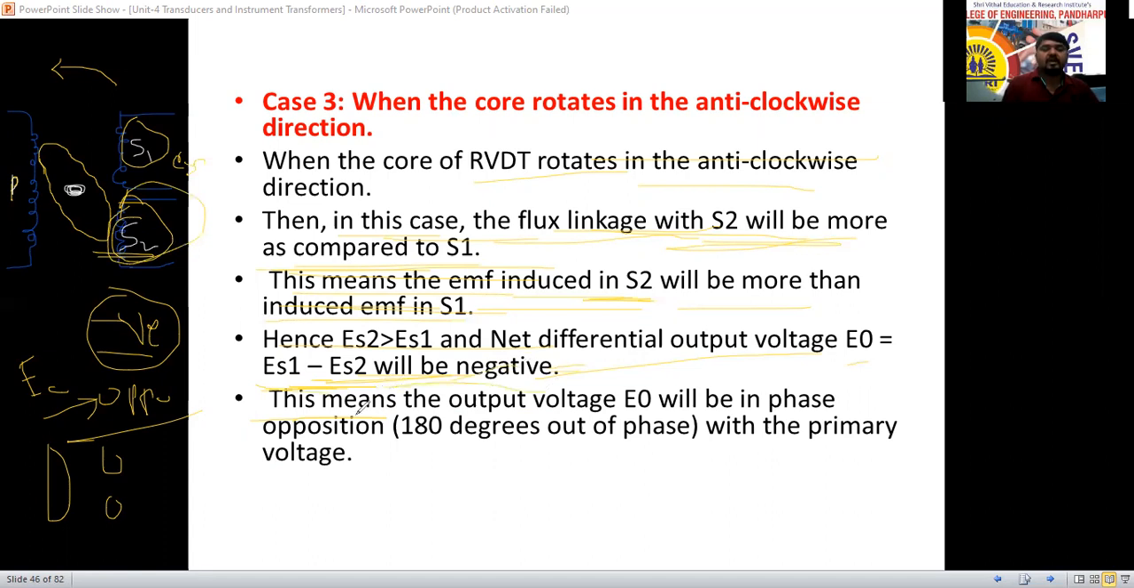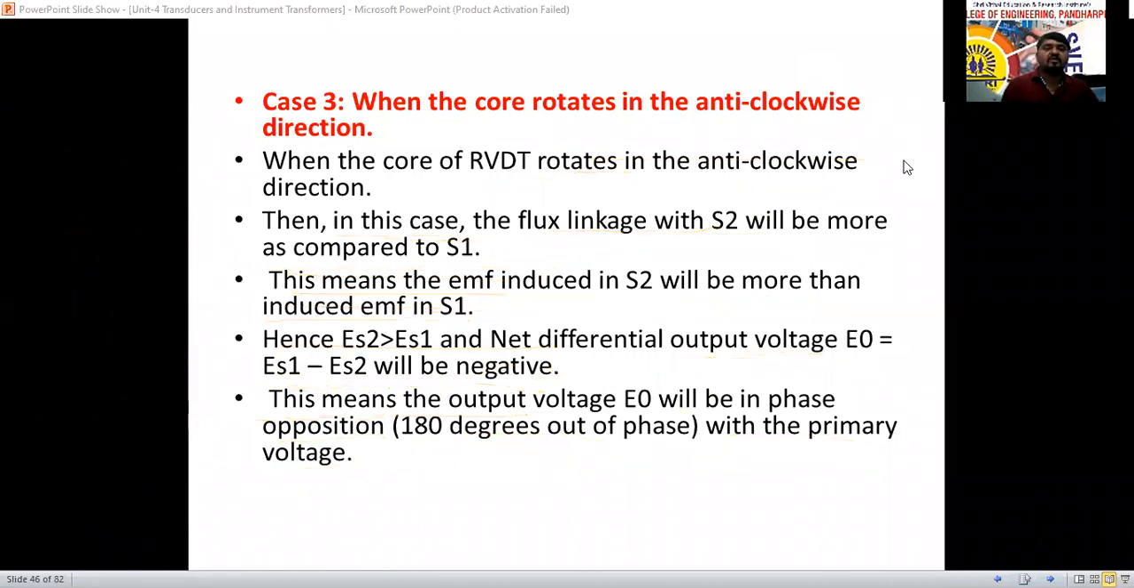The output will be negative. This means that the output voltage E naught will be in phase opposition, that is 180 degrees out of phase with the primary voltage, we are going to call that. So these are the three conditions.